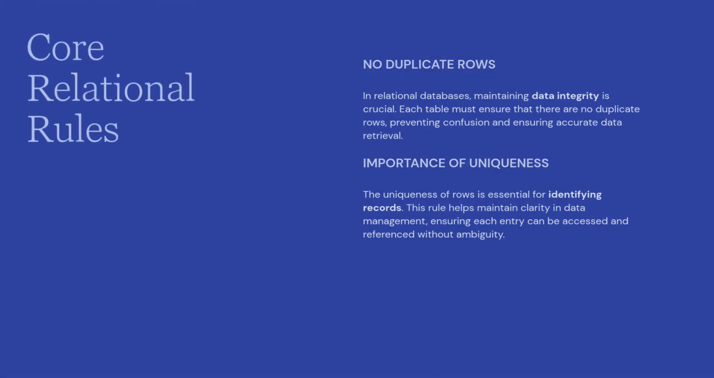Relational databases also enforce the rule of no duplicate rows. Two rows cannot have identical values across all columns. This protects against redundancy and ensures that each record represents a distinct piece of information. It's a safeguard against accidental duplication.